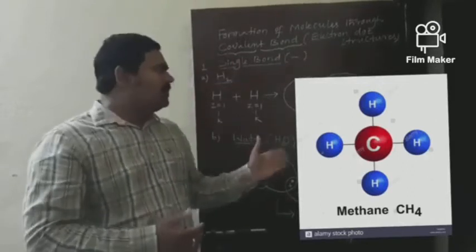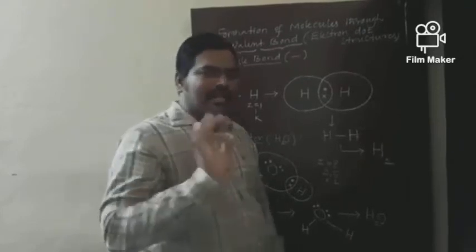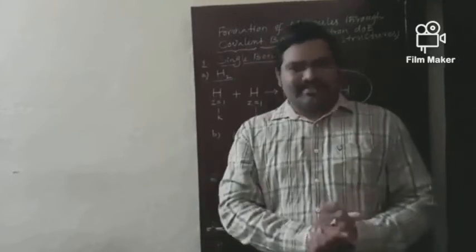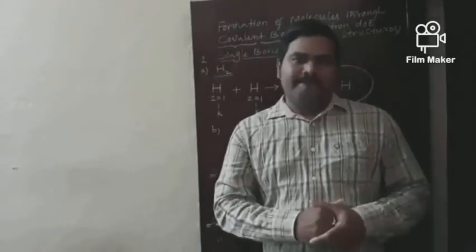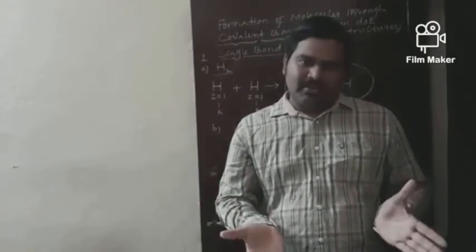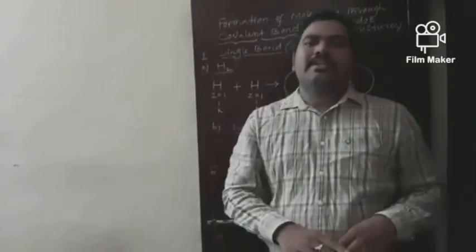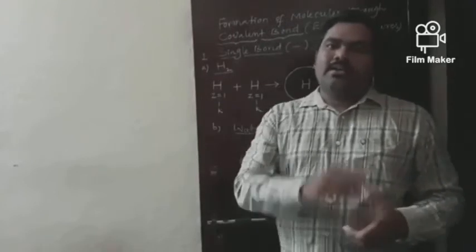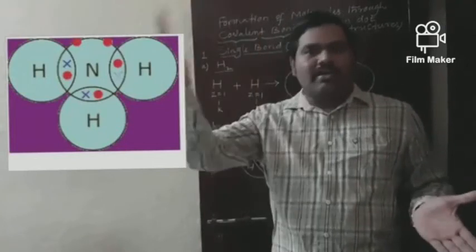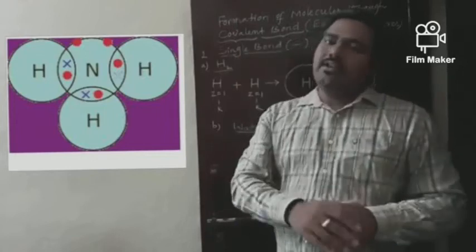For suppose, if you take an ammonia molecule, the central atom is nitrogen with 5 valence electrons, but unstable. The remaining 3 hydrogens are able to contribute 1 electron each to nitrogen. From nitrogen, out of 5 valence electrons, 1 electron is contributed to the first hydrogen, the second electron to the second, the third electron to the third. In that way, we will get the ammonia molecule.